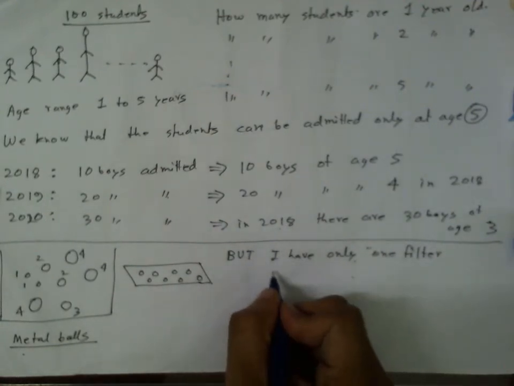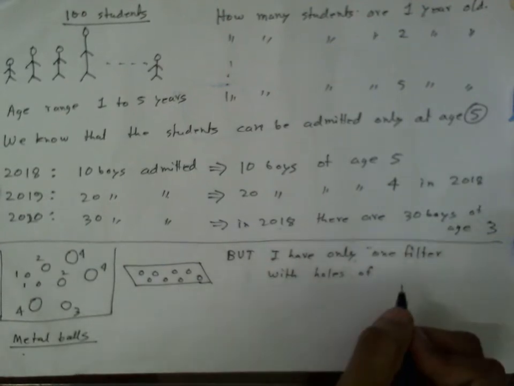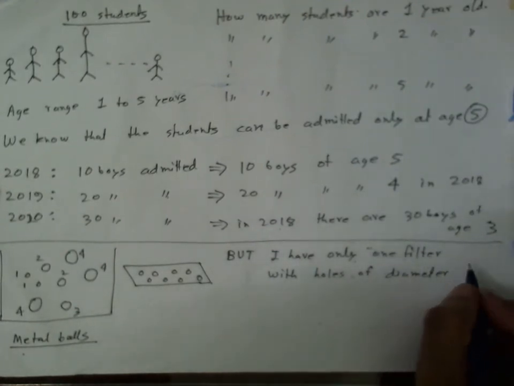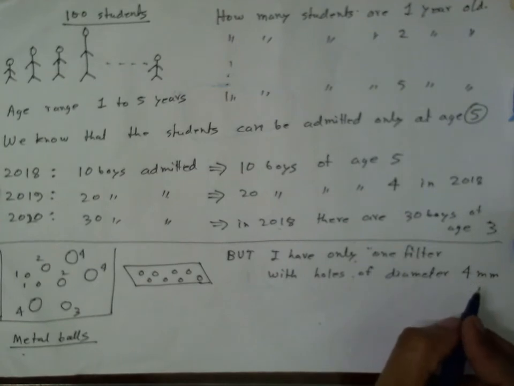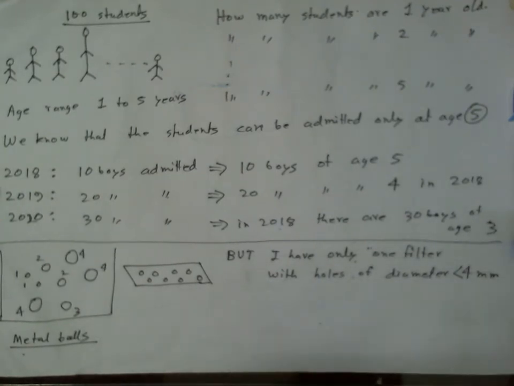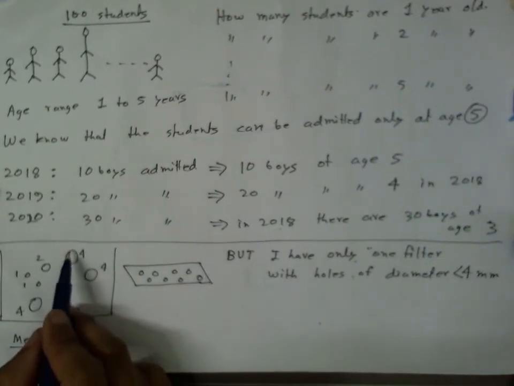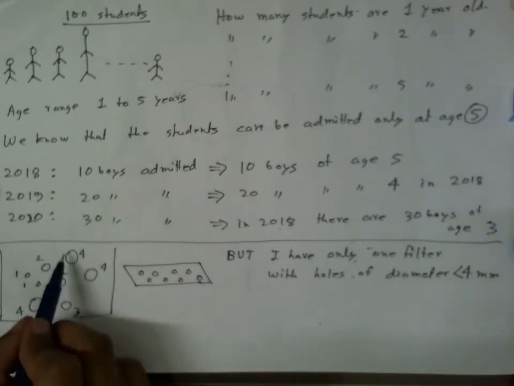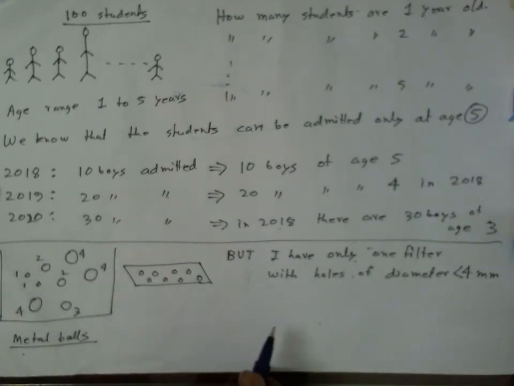say with holes of diameter maybe 4 mm, or maybe slightly less than 4 mm. If I use this filter, then these 4 mm balls will be blocked, everything else will flow through it, so I can separate these 4 mm balls. But then how do I separate 1 mm, 2 mm and 3 mm balls?